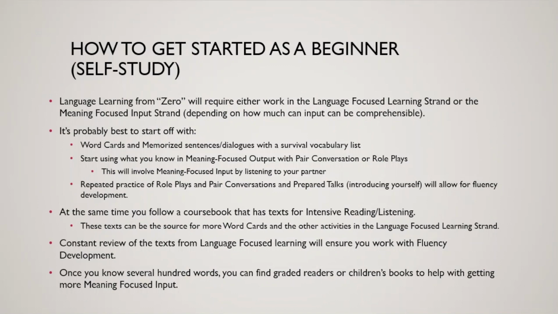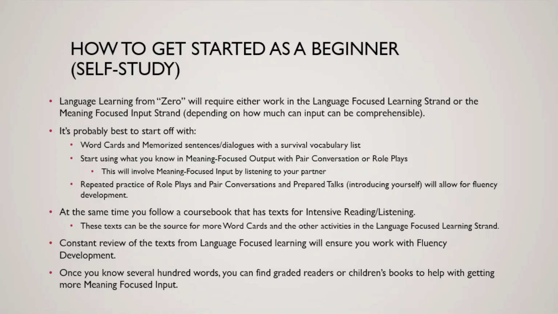Okay, so let's say that we are a language learner and we're learning a language on our own, no teacher. So we're learning a language from zero. That means that we need to start in either the language-focused learning strand or the meaning-focused input strand. So if you speak a language like Spanish and you're learning a language like Portuguese, you could probably start in the meaning-focused input strand and make considerable progress because those languages have a lot of transparency.